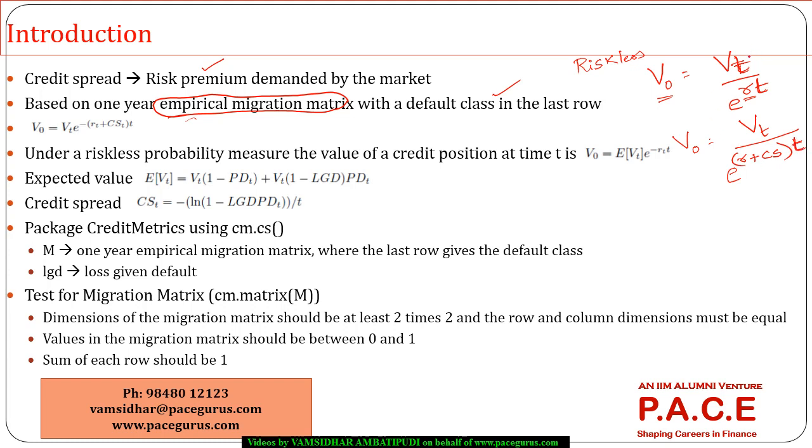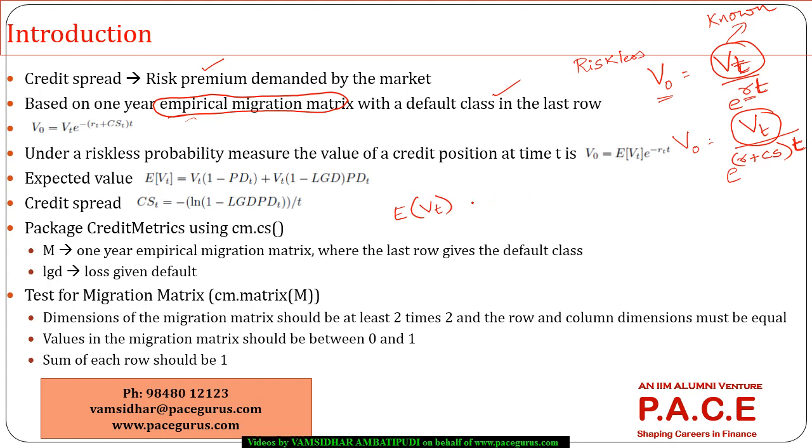Now, in the case of a riskless security, this Vt is already a known amount. It's a fixed amount. Whereas in the case of risky securities, this Vt is not fixed. Different values of Vt are possible based on whether it is defaulting or not defaulting. So if I have to find out Vt, I can only find the expected value of Vt.